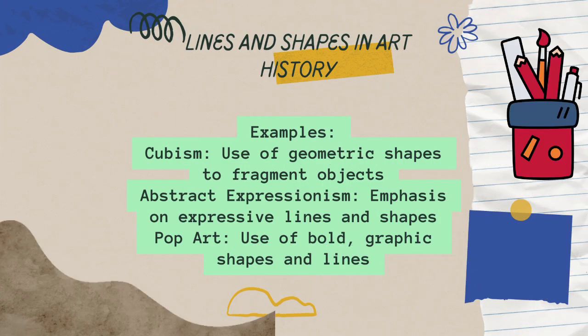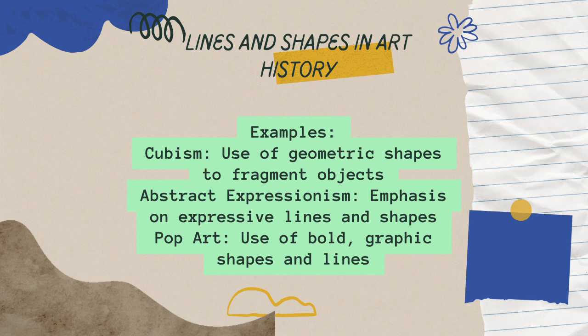Now, the lines and shapes in art history. Examples: Cubism, use of geometric shapes to fragment objects; Abstract Expressionism, emphasis on expressive lines and shapes; Pop Art, use of bold, graphic shapes and lines.